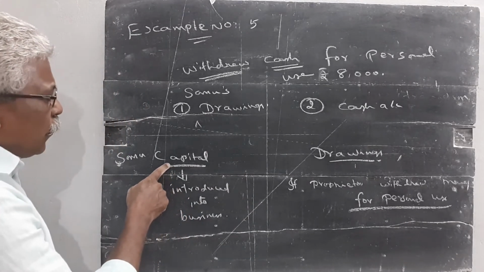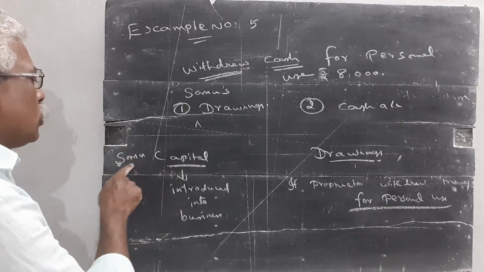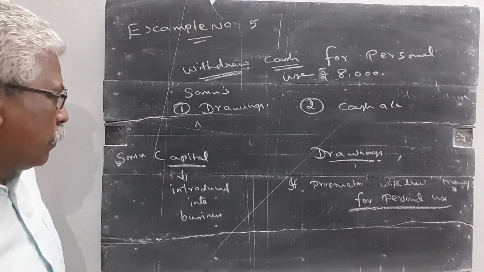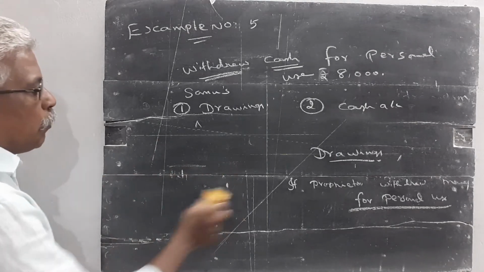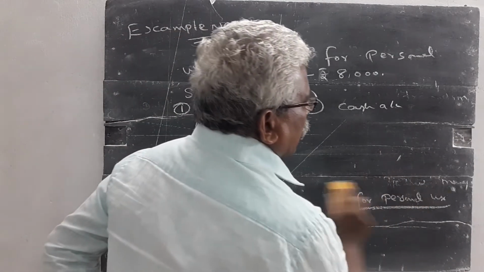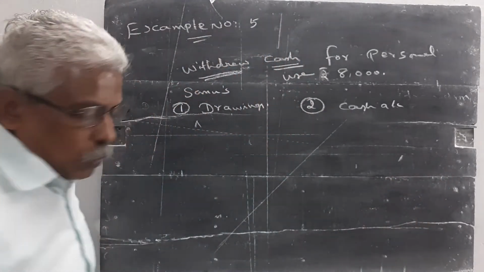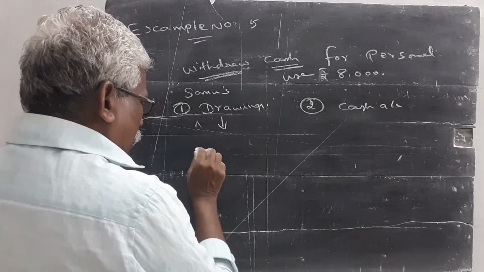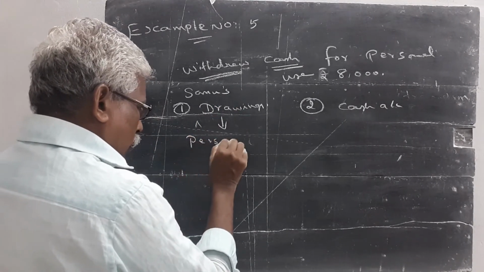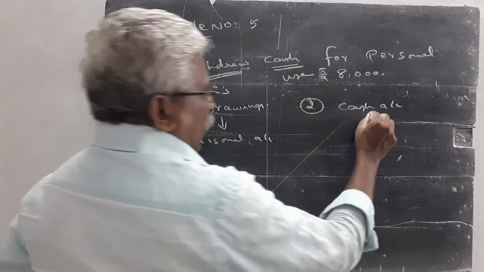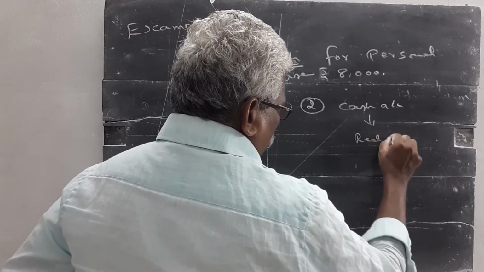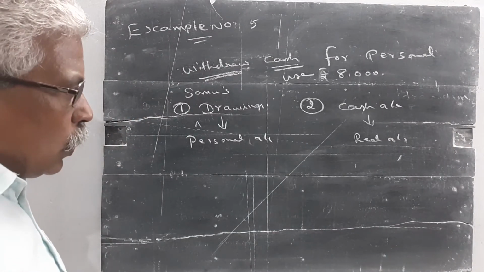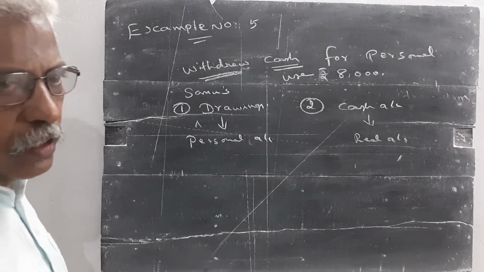For capital, only capital account is enough. For the purpose of your identification, you write Somu account. If you write Somu, we can easily identify it is a personal account. That's all. Then the two accounts are, number 1, Somu's drawing account, and cash account. Somu is given by name, so it is a personal account. Cash is the real account. Somu withdrew money from the business, so cash goes out of the business.